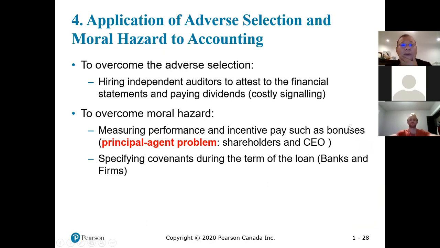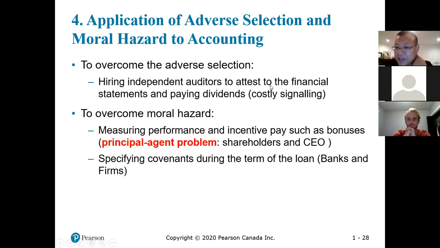Okay, so how are we going to deal with these situations? We just talked about information asymmetry. We understand what adverse selection is and what moral hazard is. Now, how are we going to overcome these barriers of information asymmetry so that the negative consequences can be avoided?